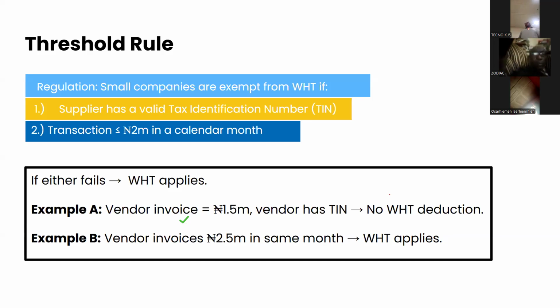No withholding tax deduction. So the transaction between Legalified Services and Cruisewise Consulting is worth 1.5 million. Legalified Services, trying to pay Cruisewise Consulting, would not withhold tax because of this particular rule in line with the Withholding Tax Modification Act of 2024. Example 2: vendor invoices 2.5 million naira in the same month, withholding tax applies. Am I making sense? Can we move forward?